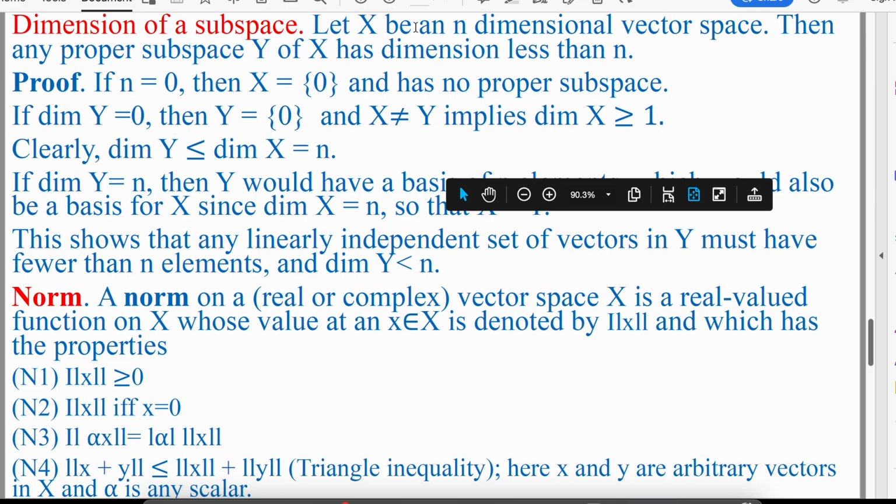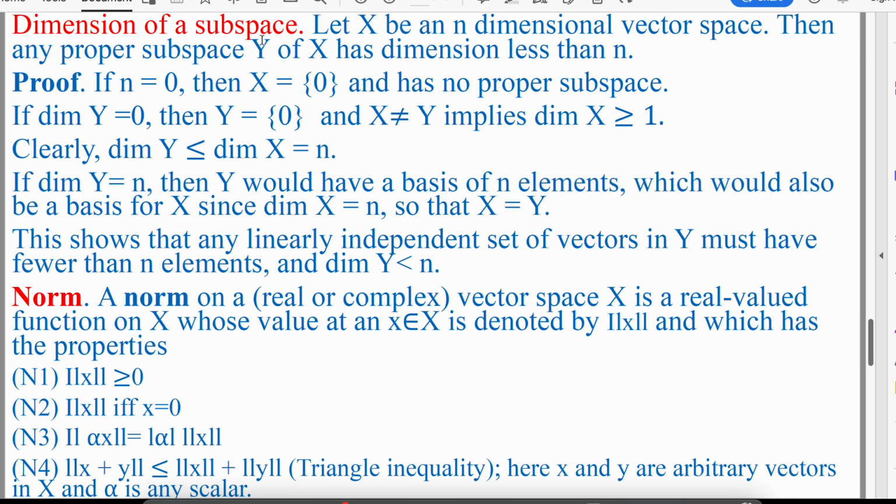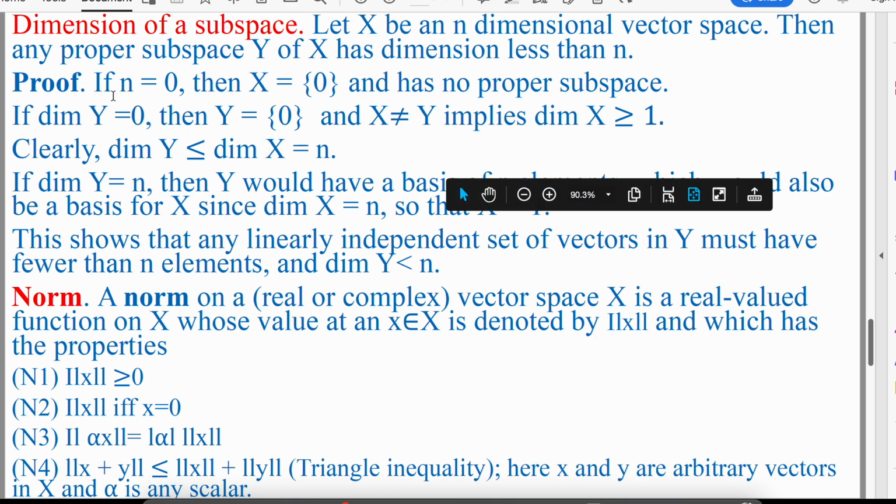Let X be an n-dimensional vector space, then any proper subspace Y of X has dimension less than n. Suppose n is equal to 0. In this case, X is equal to the singleton set {0} and has no proper subspace. If the dimension of Y is equal to 0, then Y is equal to the singleton set {0} and X is not equal to Y, which means the dimension of X is greater than or equal to 1. So clearly the dimension of Y is less than or equal to the dimension of X, which is equal to n.